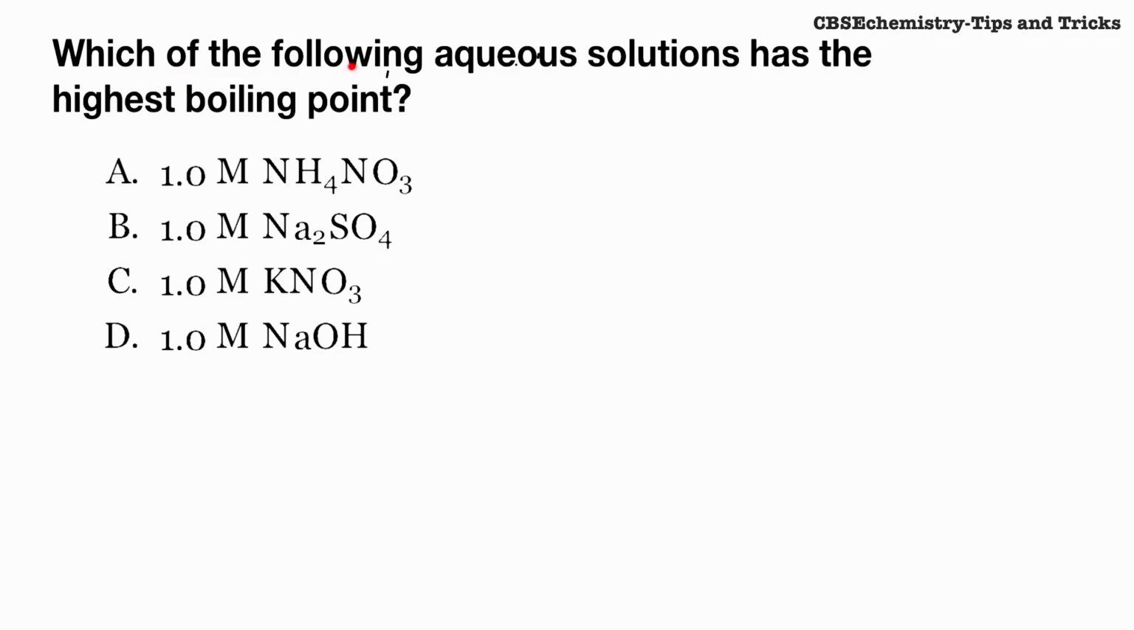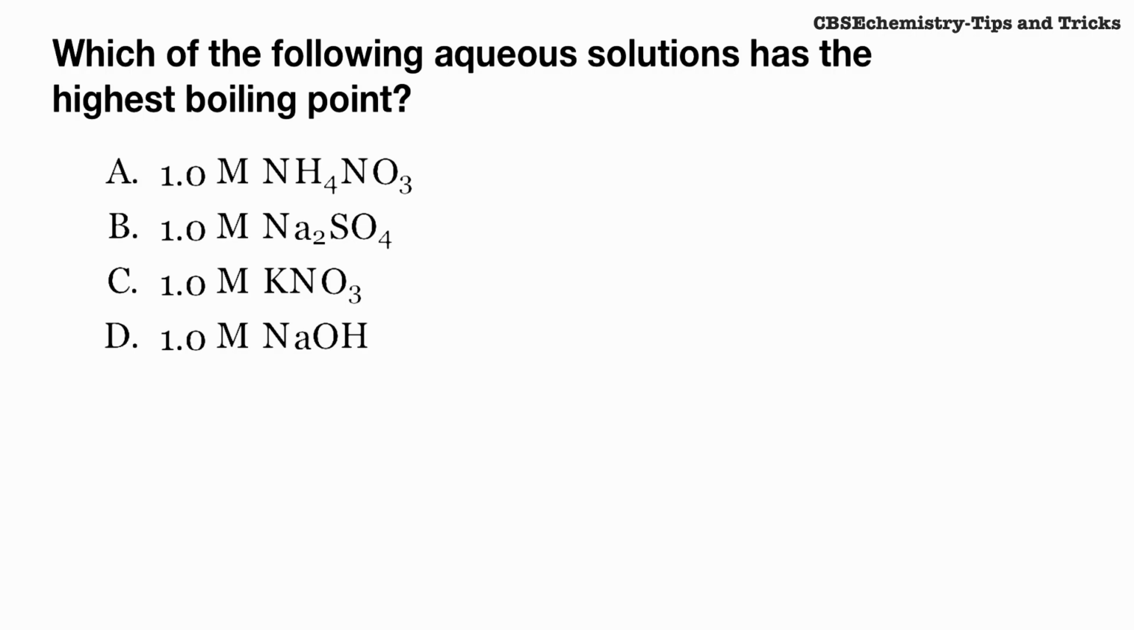Which of the following aqueous solution has the highest boiling point? Option A, 1 molar ammonium nitrate. Second option, 1 molar sodium sulfate. Third option is 1 molar potassium nitrate. And last option is 1 molar sodium hydroxide.